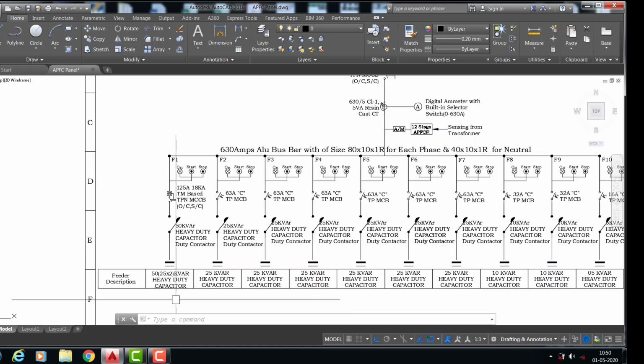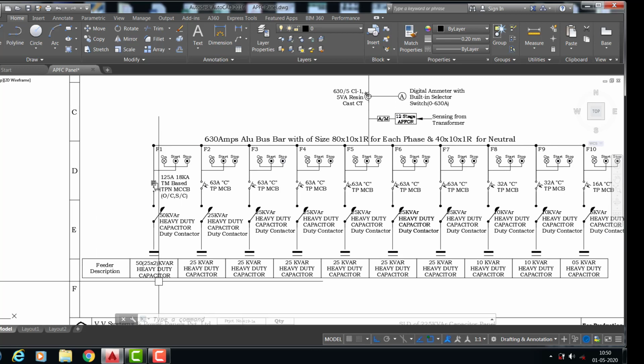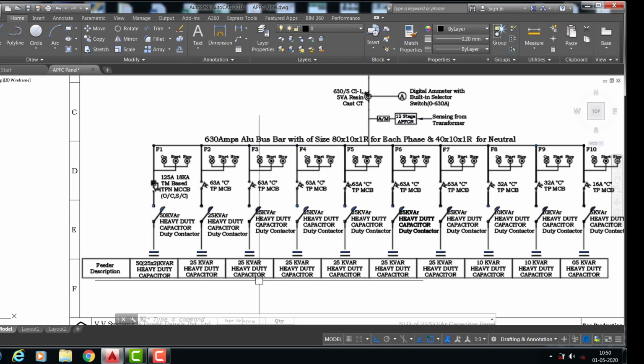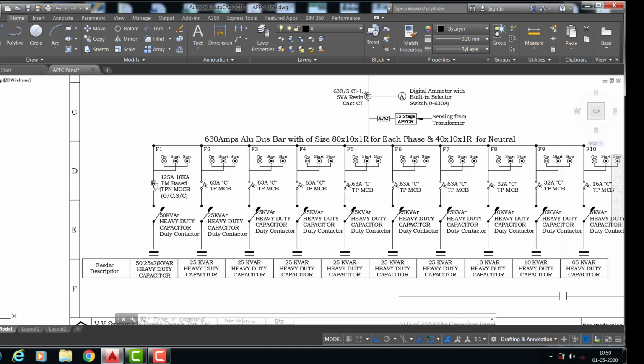But here what I want to show you now, I have used 50 kVAr heavy duty capacitors, two numbers, 25 kVAr heavy duty capacitors, 1, 2, 3, 4, 5, 6 numbers, two 10 kVAr capacitors and one 5 kVAr capacitor.